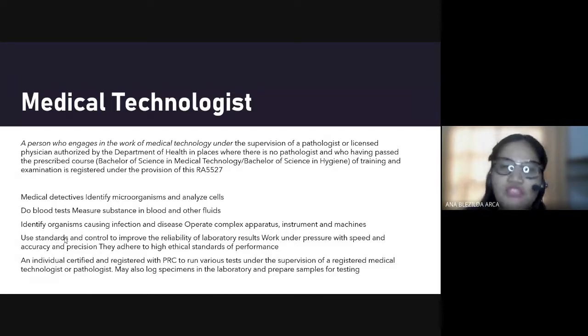Hindi ganun. Meron dyan mga standard reagents and chemicals na nilalagay sa mga machine and there are some exact measurement na kailangan mong ilagay. There are some process na kailangan mong gawin sa mga reagents na yun before you put it in the machine, di ba? And all of that, medtech ang nakakaalam. Okay? And then you must be able to work under pressure with speed. Importante yan, yung mabilis ang kilos.